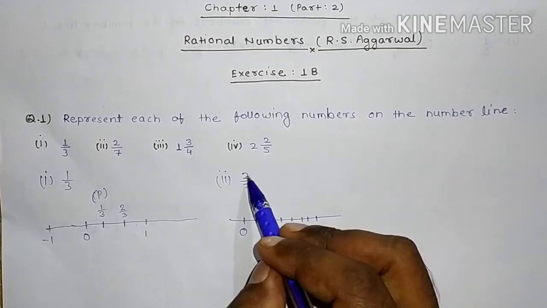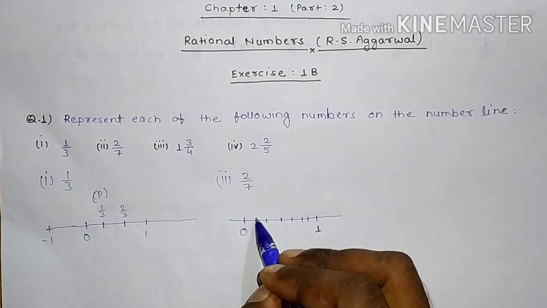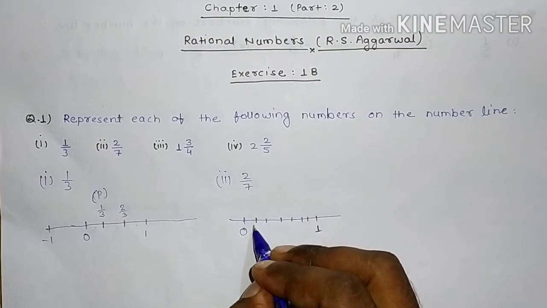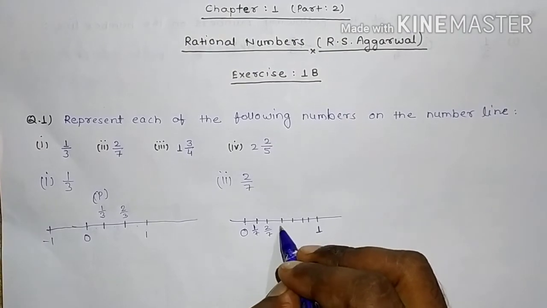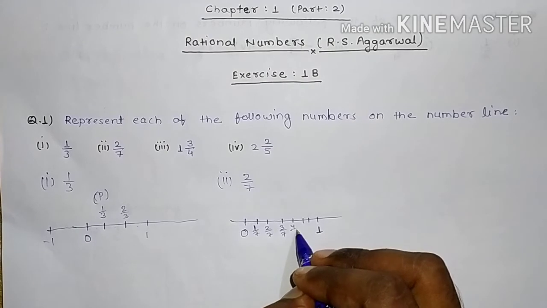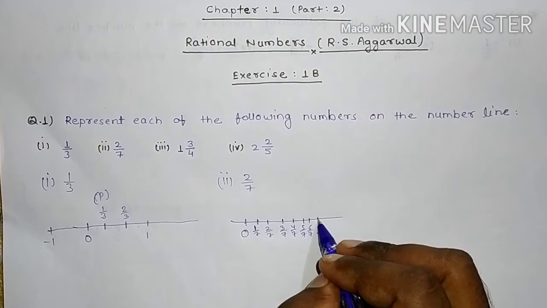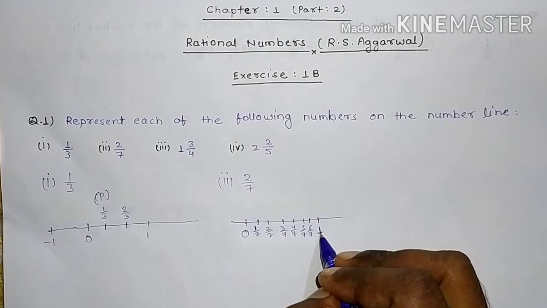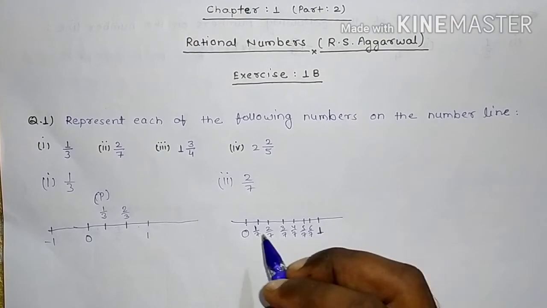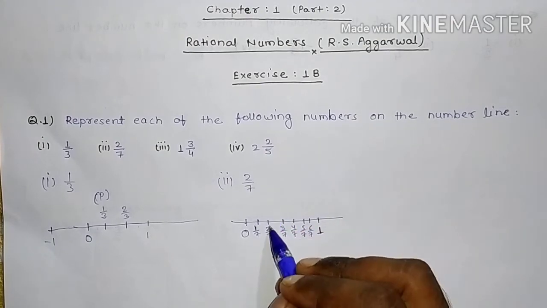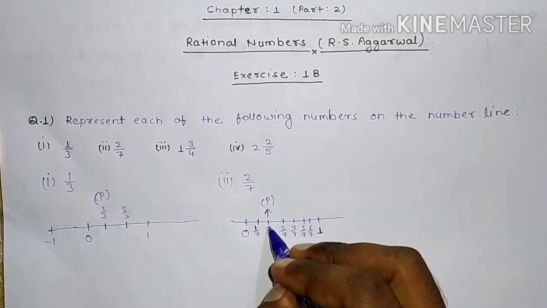Now the numerator is 2, so just move from 0. So this is 1 by 7, so just write it 1 by 7, and this is 2 by 7, this is 3 by 7, 4 by 7, 5 by 7, and 6 by 7, and this is 7 by 7, that is 1. 7 by 7, it will be cancelled out, and 1 is left 1. Now 2 by 7, so this is 2 by 7, this point is point P, where 2 by 7 is located.